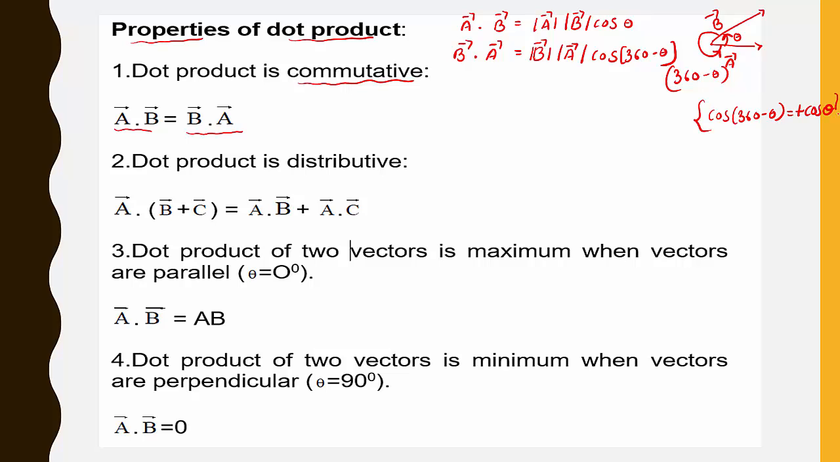So about these conditions you have studied in mathematics, you can remember cos of 360 minus theta equals plus cos theta. So this equation becomes vector B dot vector A equal to mod of vector B into mod of vector A into cos of 360 minus theta, which is cos theta. Now observe equation 1 and equation 2, both are the same here. A dot B is equal to B dot A. That proves dot product is commutative.